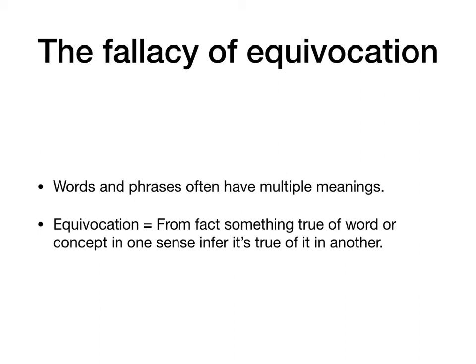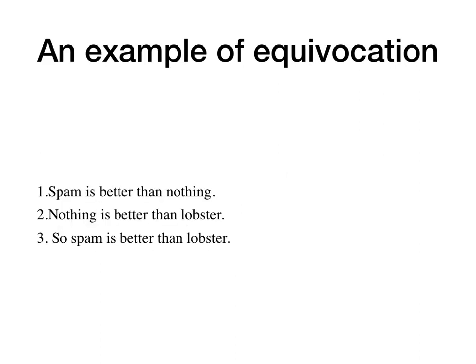So I can't remember if I stole this from Vaughn or if I cribbed it from somebody else. I didn't think I'd come up with this. Here's an example of equivocation. So, spam is better than nothing. Nothing is better than lobster. So spam is better than lobster, right? If you don't like lobster, replace it with something else. Most people do. I know some people who are disgusted at the idea. Replace it with steak or something, right? The point is, this is not a good argument, right?